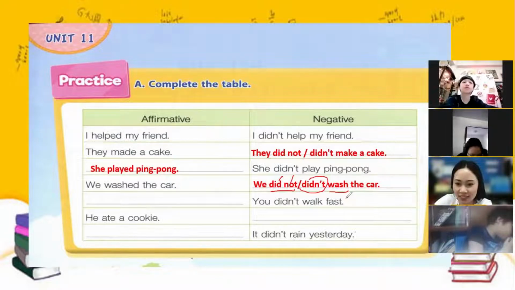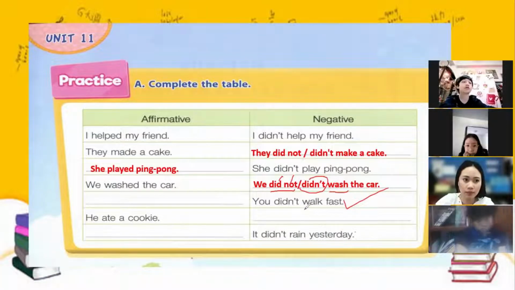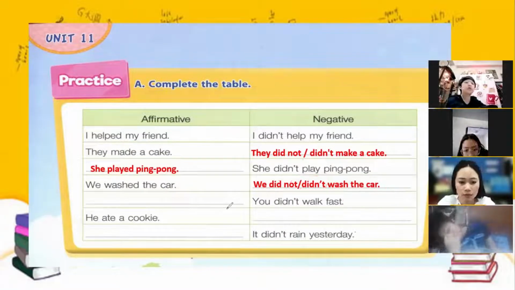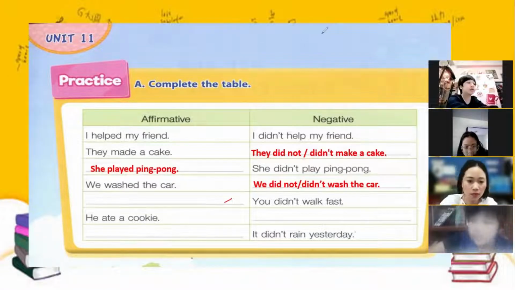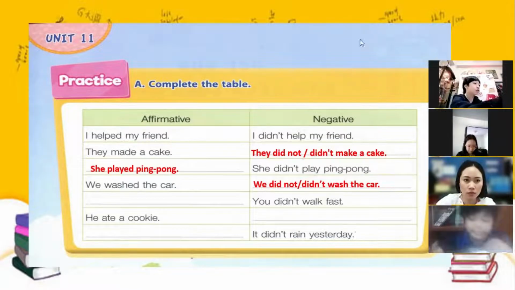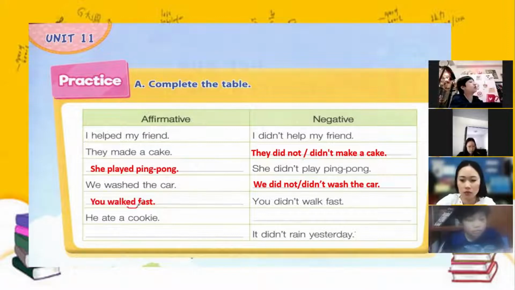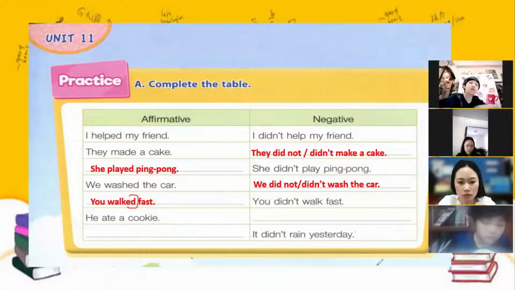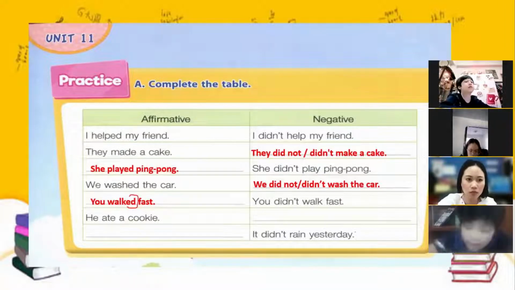Okay, how about another sentence? Can you change it to the affirmative? You didn't walk fast. Can you change it to affirmative? You walked fast. Very good. Excellent. So here, as you can see, we just add ed for the regular verb.